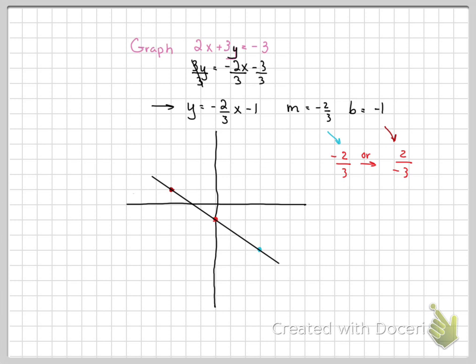Okay, so graphing a line that is not in y equals mx plus b form, the best way to graph that line is to get it into y equals mx plus b form, which is to solve it for y. Okay, now the next example goes back to understanding horizontal and vertical lines.